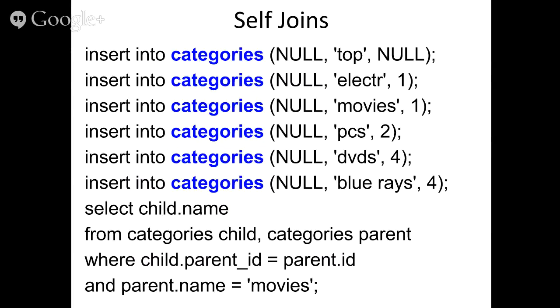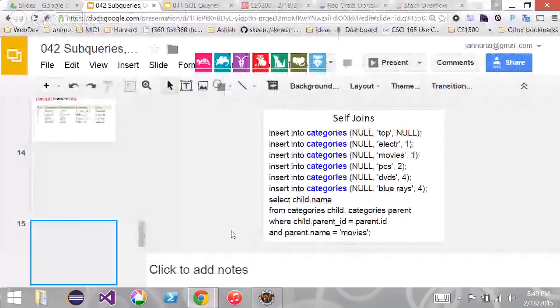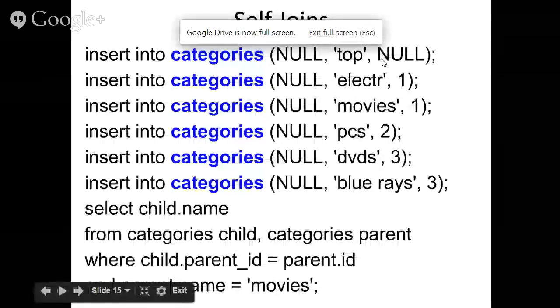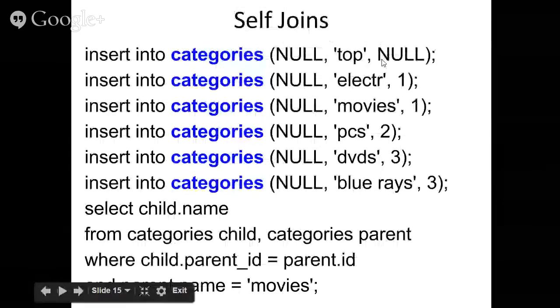And then we're saying PCs, I'm saying that the parent is 2, which is the electronics. And then I'm introducing DVDs, and Blu-rays also is PCs again. Maybe that should be a 3. Yeah, this should be 3, and this should be 3. There we go.